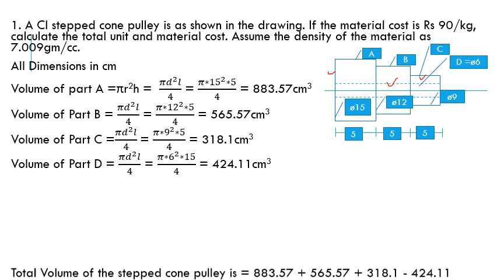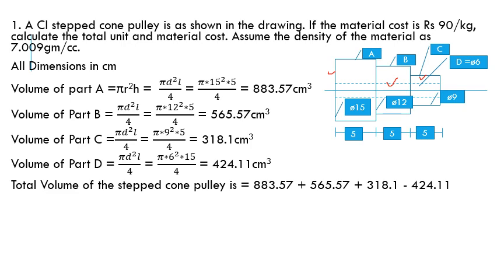Now what is the total volume of the entire part? It's quite common. So it is volume of A plus volume of B plus volume of C minus volume of D. So it's very clear. When I calculate, I end up with 1343.14 centimeter cube. So that is the total volume of the entire part.